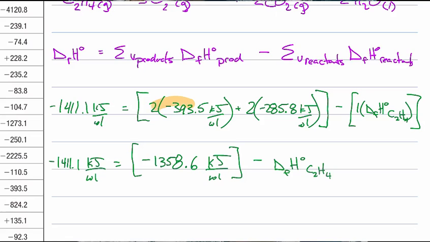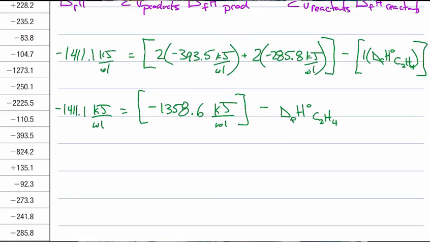Now it might look like I've gained a significant digit, and I guess I have. When we look at the 2 times 393.5, that is less than 1,000, so we get to keep our 4 significant digits. And our 2 times 285.8 is also less than 1,000, so we get to keep our 4 significant digits. But more importantly, we get to keep our tenths. And when we add two numbers where the tenths are significant in both of them, the tenths in our final answer are also going to be significant. So we end up with an extra significant digit.